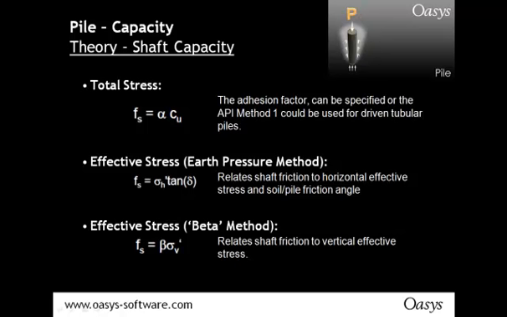But to start with, if we look at the pile capacity and the shaft capacity theory, for the total stress, the friction is a function of alpha and Cu. But for the effective stress, there are two methods of calculation. You can take the earth pressure method, where shaft friction is related to horizontal effective stress and the soil-pile friction angle. Or you could use the beta method, where shaft friction is related to vertical effective stress. Now, the horizontal and vertical effective stresses can actually be calculated by the program, or you can input them as the user. So it gives you that functionality.